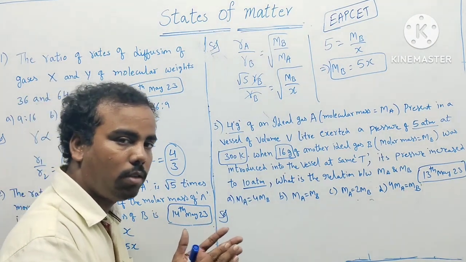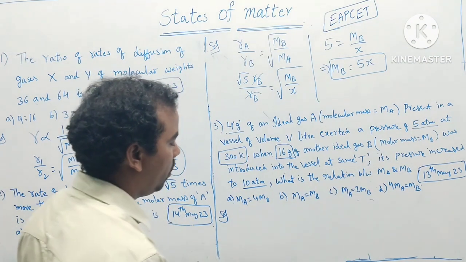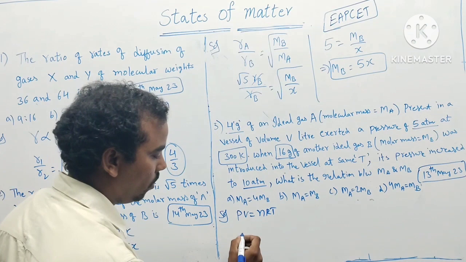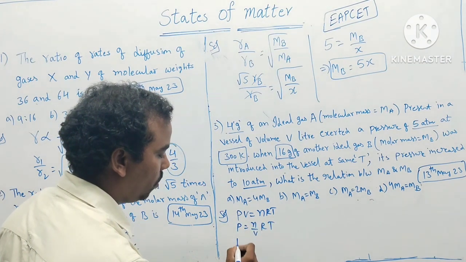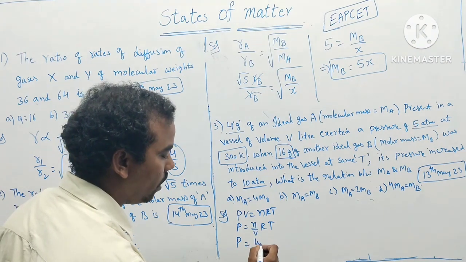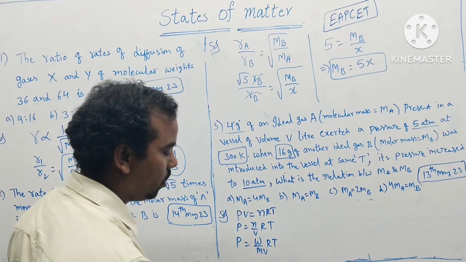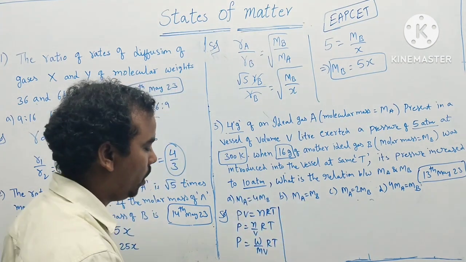Pressure is increased from 5 atmospheres to 10 atmospheres. So what is the relation between MA and MB? We know that PV is equal to nRT, so P is equal to n by V RT. P is equal to number of moles, which means weight by gram molecular weight, over V into RT. So P = WRT by MB. The relation between molecular mass of A and molecular mass of B.